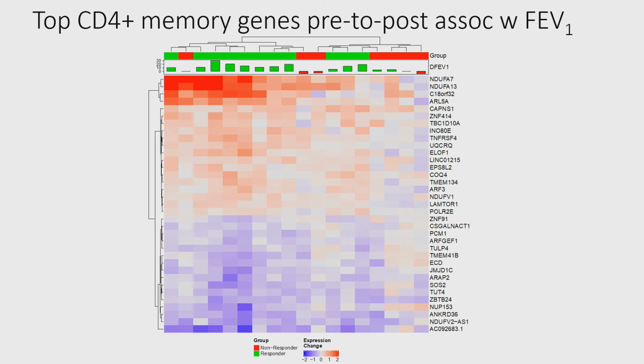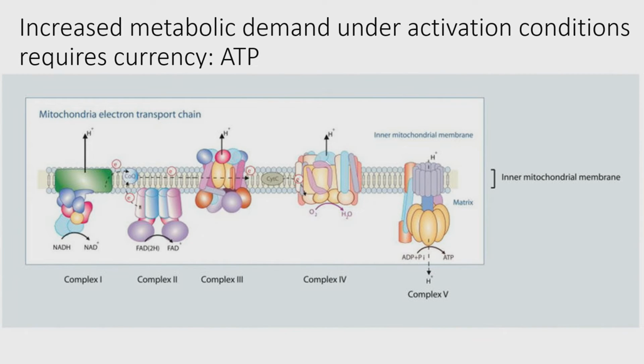It's really nice when you have a variation in responders because that really drives your heat maps and your data. And so this is just going back to the biology. If you remember when we talked about memory at the beginning, when a cell is going to be activated and it's a T cell, it needs that metabolic demand to be there and ready to go immediately. The currency that it needs is ATP.